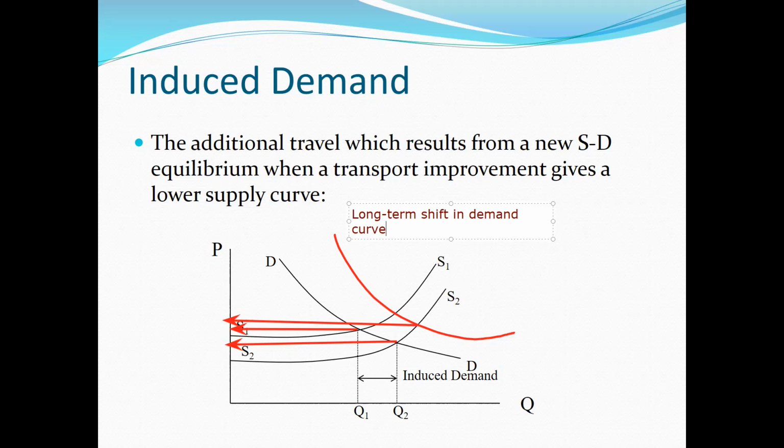and that demand curve might lead to the travelers paying even higher cost in terms of perceived travel time on that same network, even in the case of the new supply curve S2. Okay. Any questions about this? Okay.